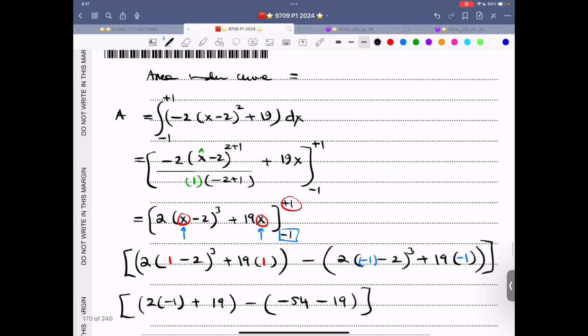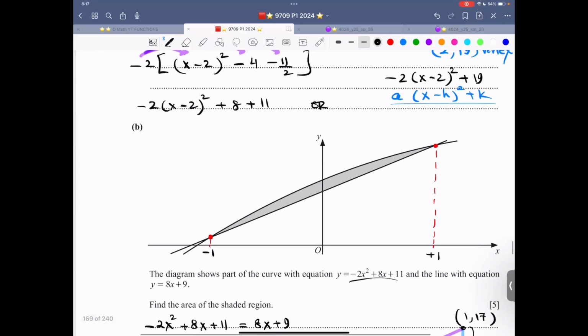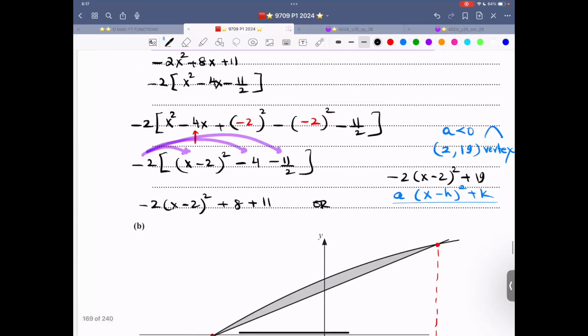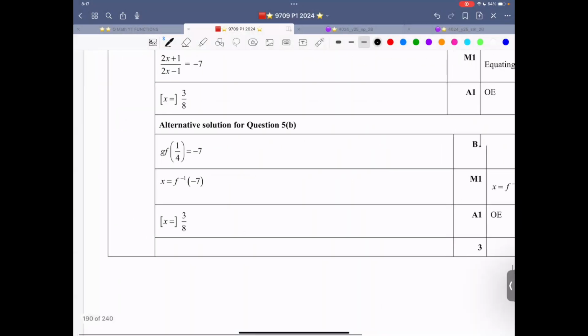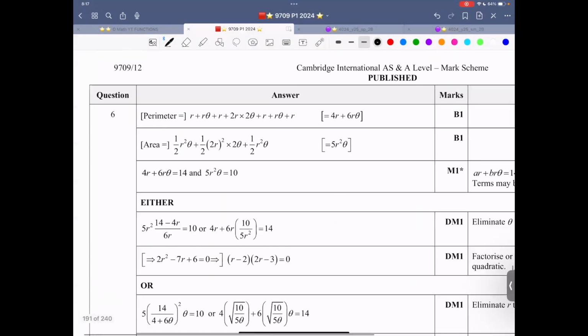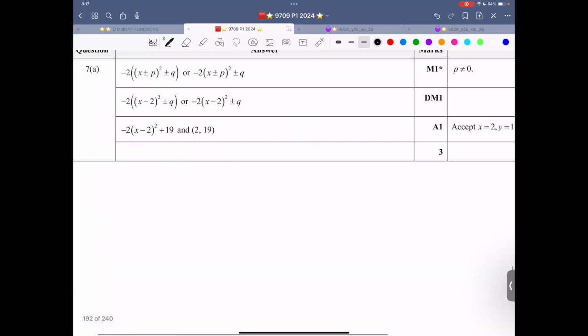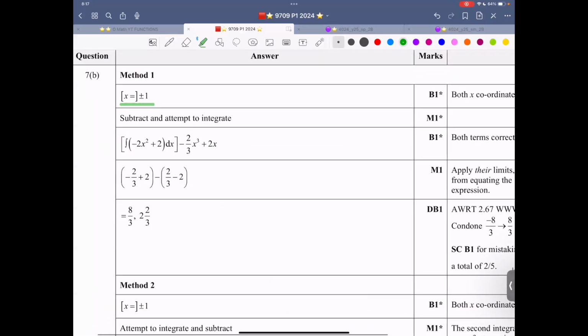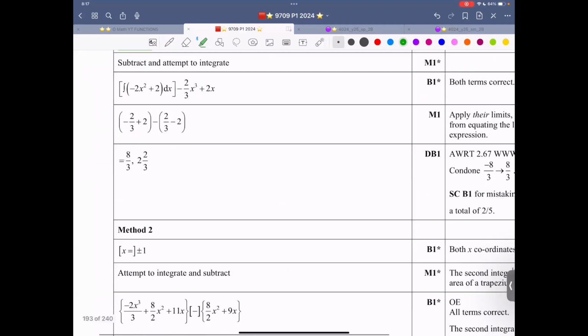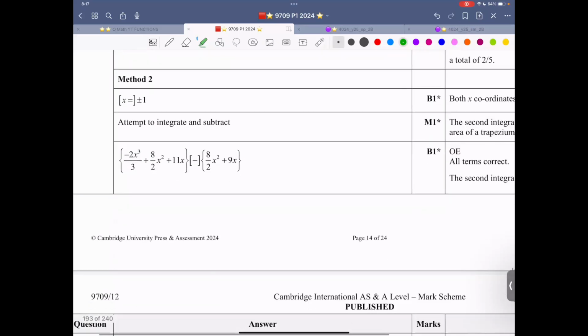I'm just a bit skeptical. Maybe something is there. Minus 1 and plus 1. The completed square form is correct. Let me just double check my working with the mark scheme. First of all, this thing is done. 5 is done. This is good. Just checking this thing first of all. So this is minus 2 (x minus 2) whole square plus 19, 2 comma 19. That is good. The limits are good. And first of all, they are doing it with subtraction. They have done it individually.